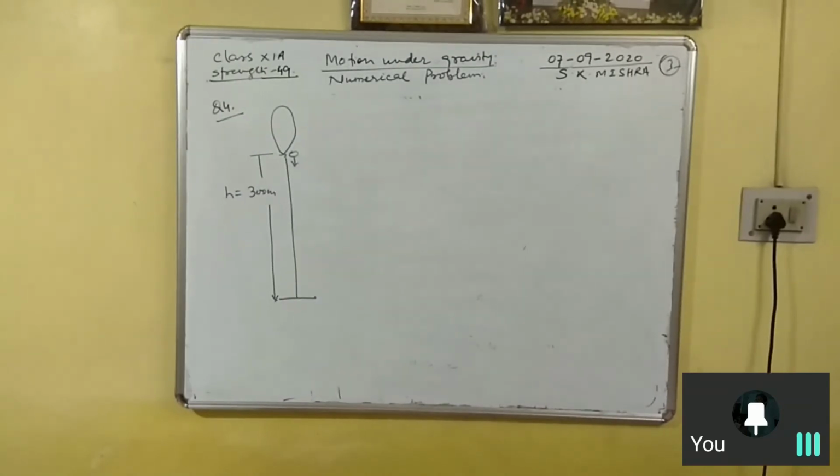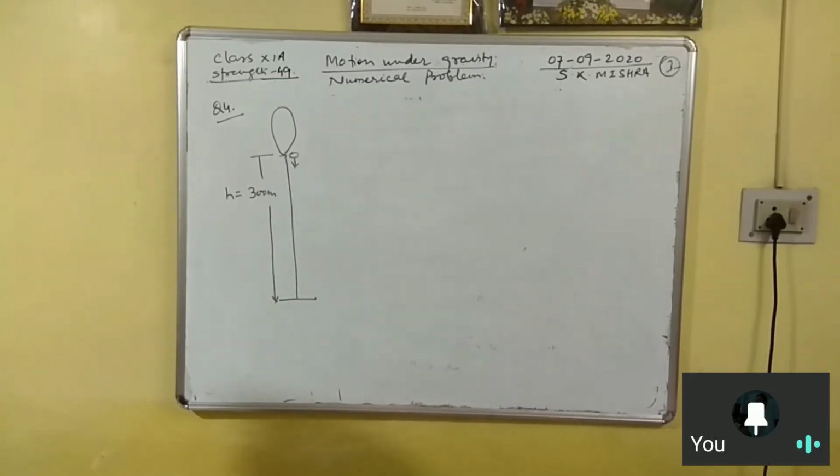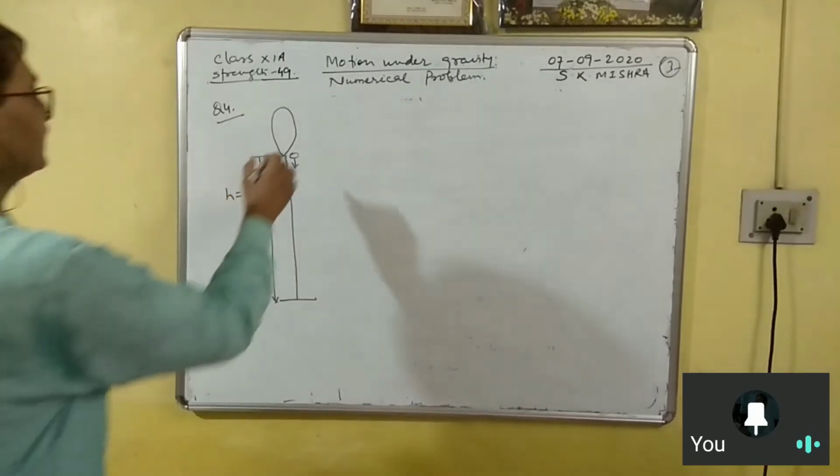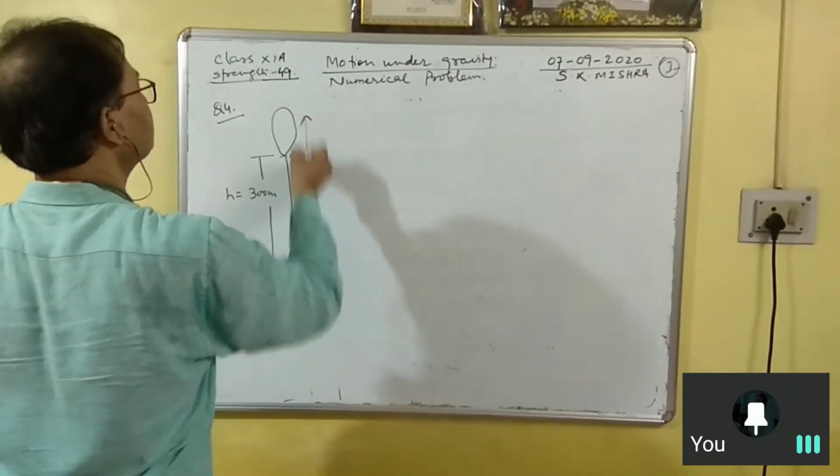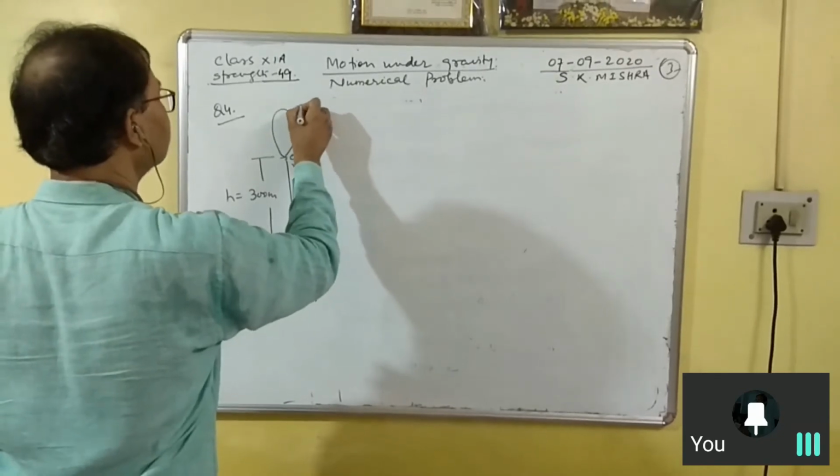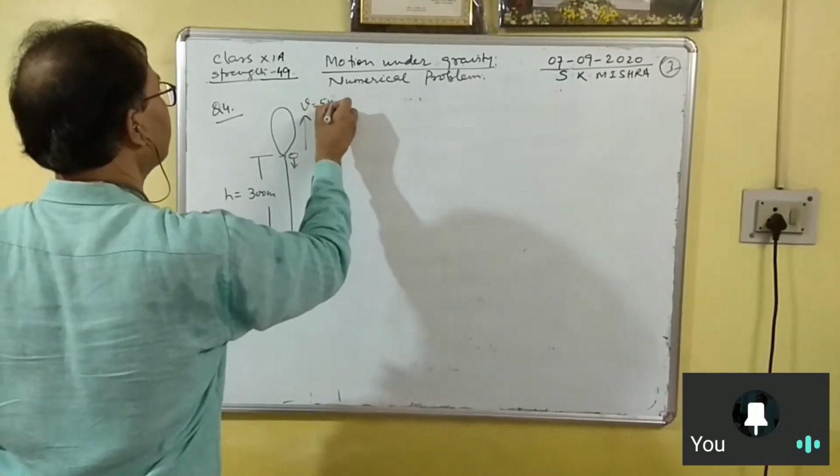Now how long will the stone take to reach the ground if the first condition is the balloon is ascending with a velocity of 5 meter per second? Ascending means the balloon is moving upward with a velocity of 5 meter per second.